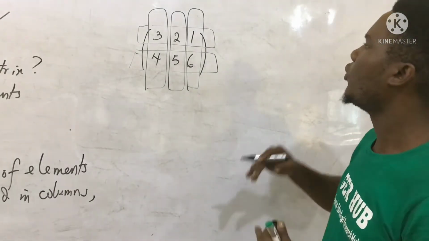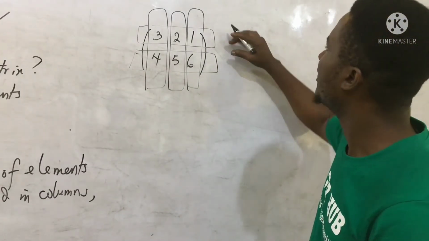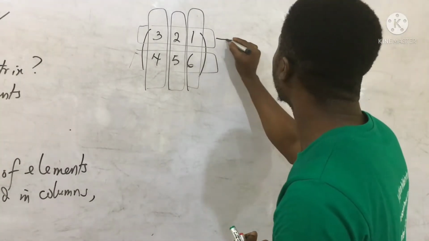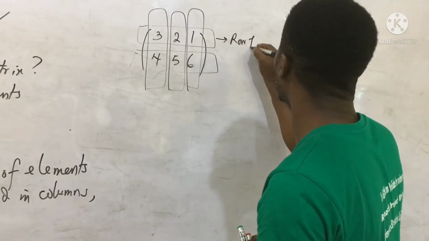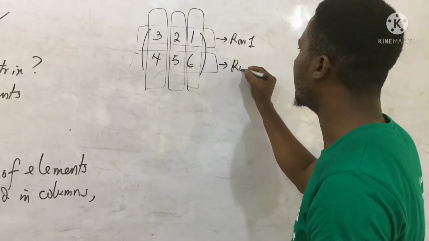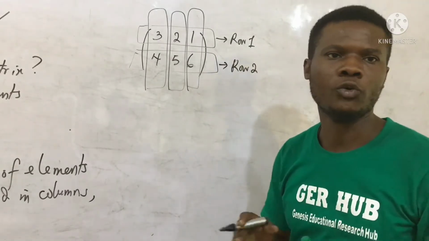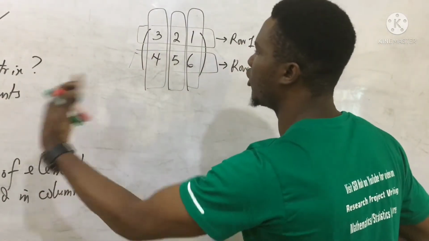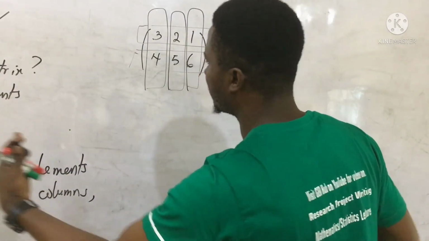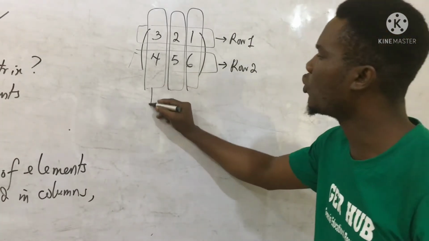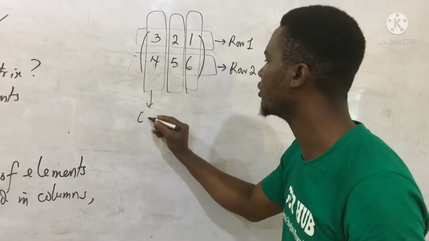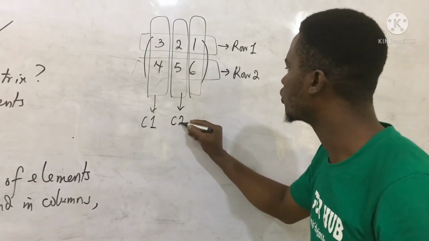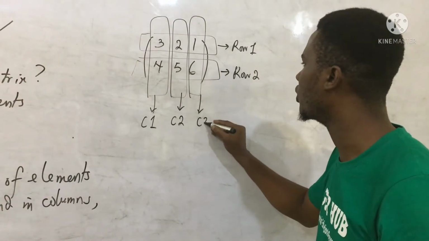Okay? So we start with the first row. The first row begins from the top and goes to the bottom. So the first row is this. This we shall call row 1. And the second row is this, which we shall call row 2. Now, for the columns, we start with listing columns from the left straight to the right. So this will be called column 1. I'm going to use C1 to represent column 1. This we shall call column 2, and the third we shall call column 3.